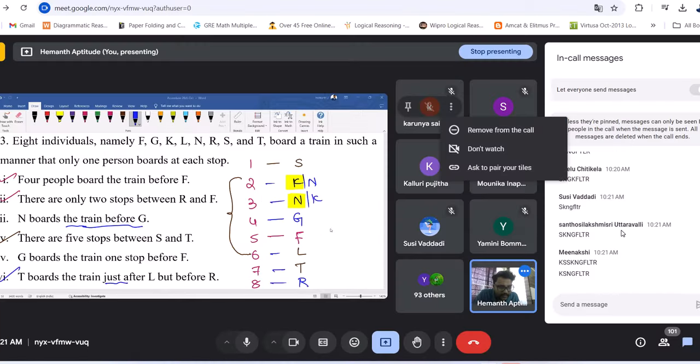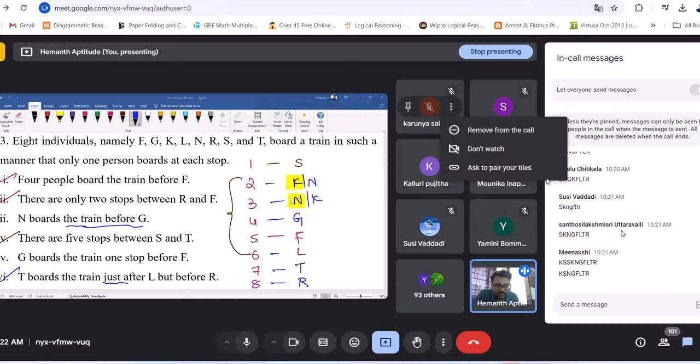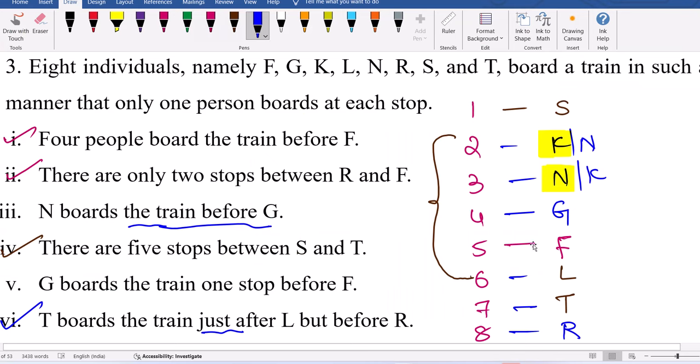Anybody is responding? Yeah, fine. Very good. They said K, S, N, G, F, L, T, R. 5 stops between S and T, right? Meenakshi, 5 between. As per your info, N, G, F, L, T, only 4 people between S and T, right? Yeah, Bhavyashri, S, K, N, G, F, L, T, R. That's the most suitable arrangement among all. So K, N is fixed. But it still depends on the question. If they said cannot be determined, then we have to worry about this. They didn't use the words just before, no?